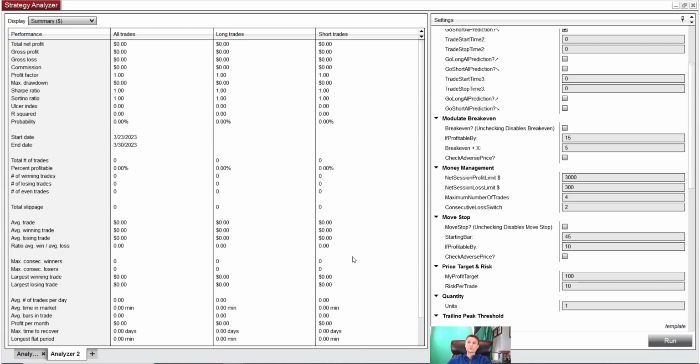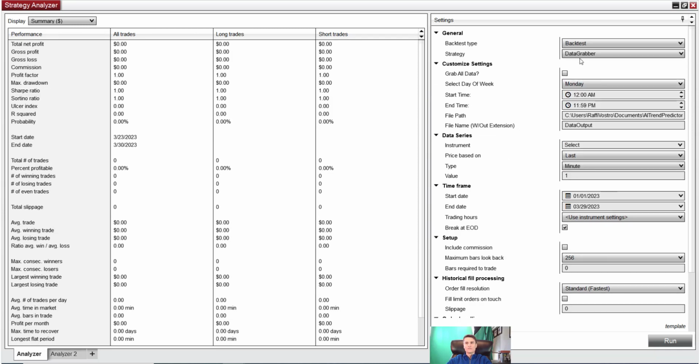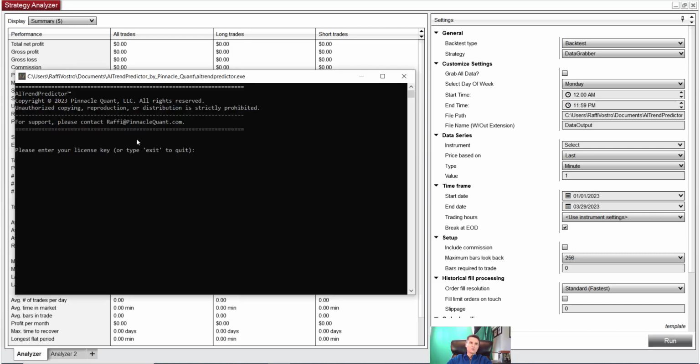This is the final tool, the data grabber. The data grabber essentially is going to grab the data from the charts. It's going to grab the data that I'm looking for to train my machine learning tool. The AI Trend Predictor needs open, high, low, close, and volume. Those are the 5 pieces of data that the system needs. And I'm going to demonstrate everything for you here. So I'm going to start with the AI Trend Predictor.